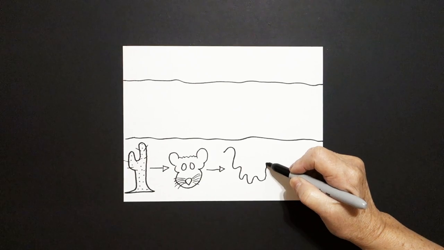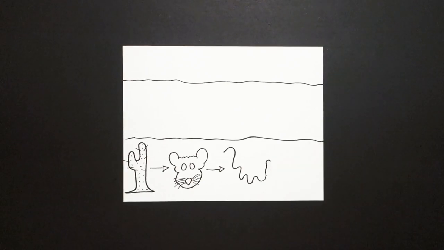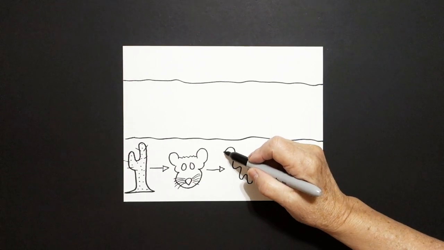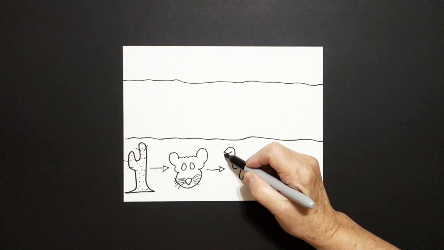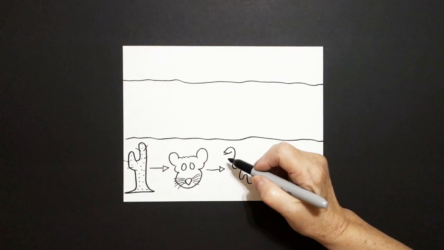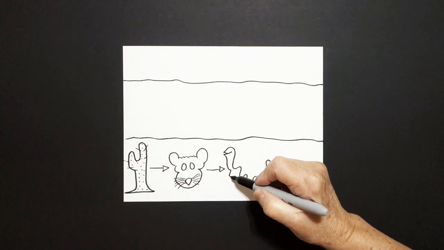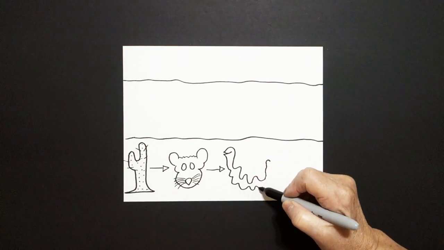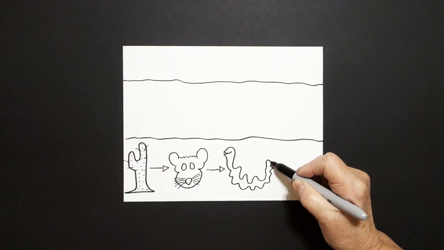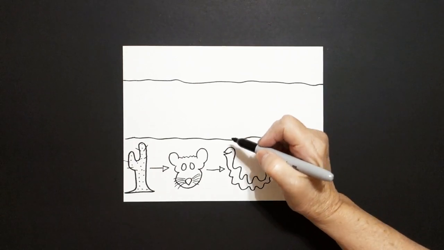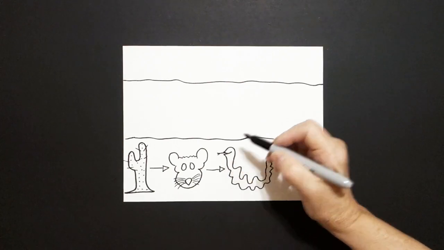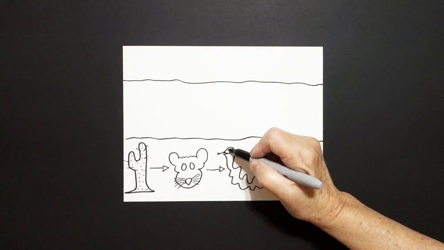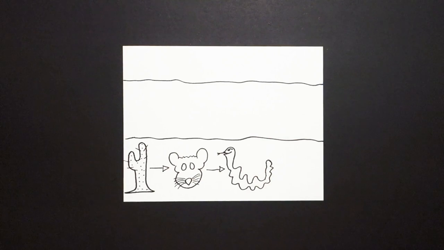Now we put a dot up here and we draw a curve line down. Curve line up and leave it floating. Come back to the dot, little curve line in, little curve line out, curve line down and mimic those lines again and connect.